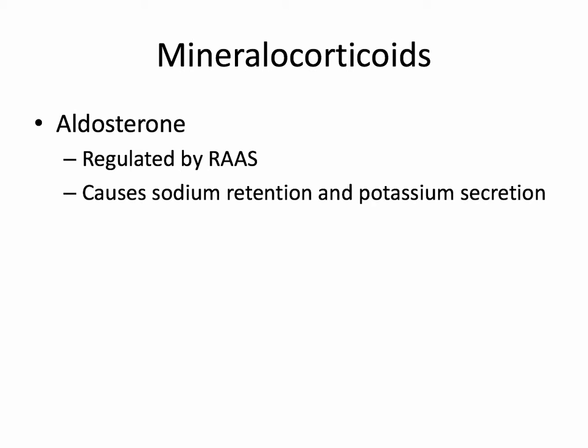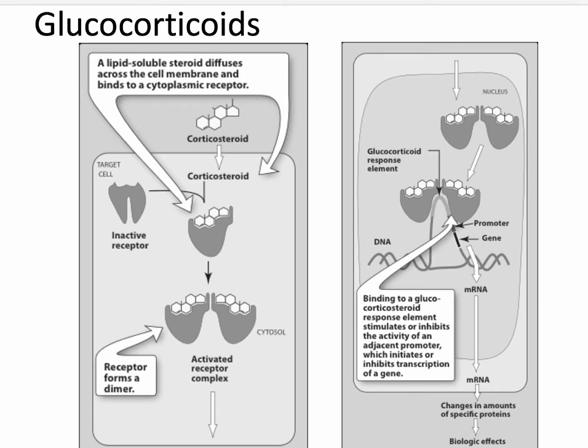If we look at the mineralocorticoids first, the most important one is aldosterone, and it's regulated via the RAS system. Remember, renin, angiotensin, aldosterone system. When aldosterone is released, it causes sodium retention and potassium secretion. And we do have drugs that we've already talked about that can influence RAS. Instead, here we're going to focus on our glucocorticoids.